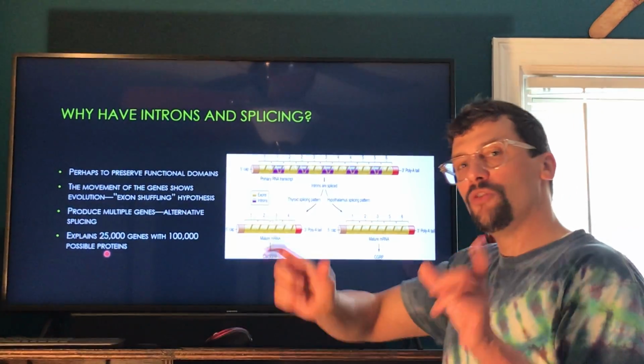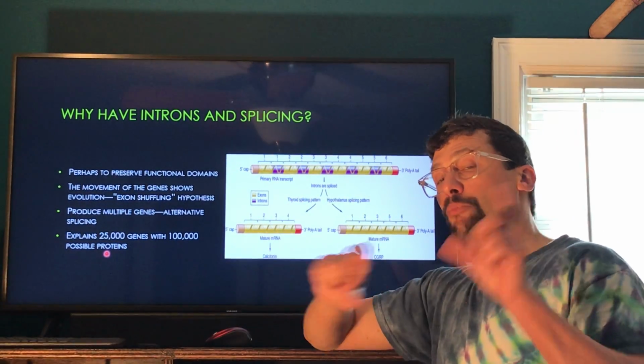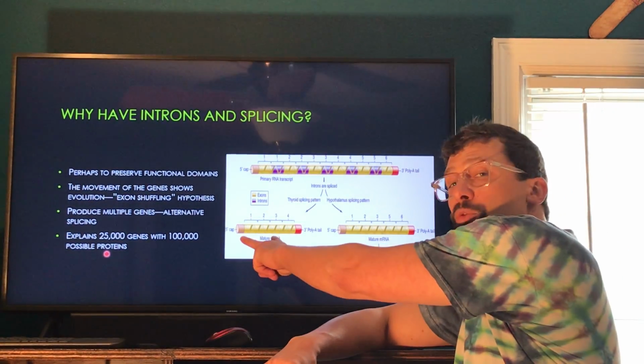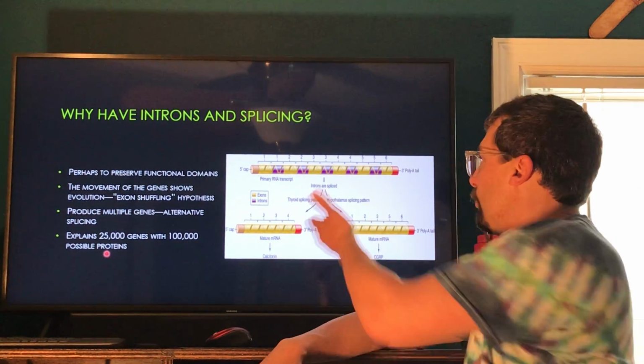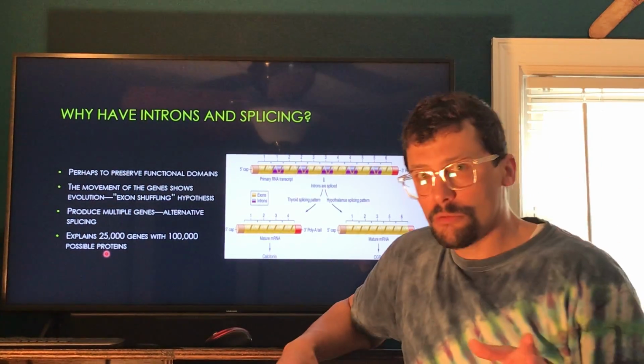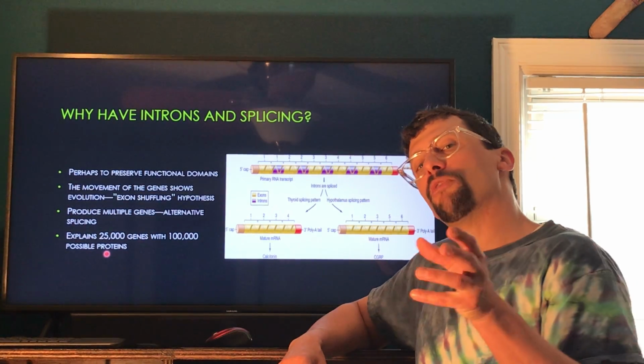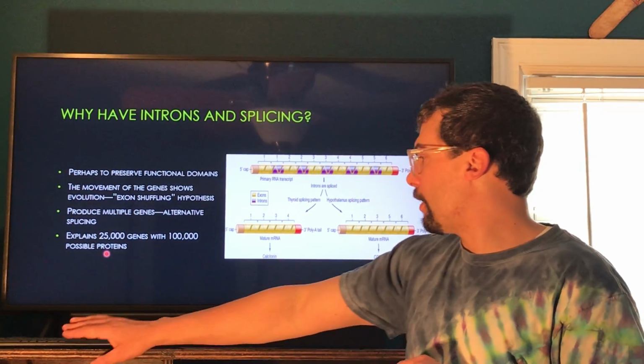So depending on how you take these good pieces of DNA and put them together, this is going to give you a different recipe than this. This recipe is going to build some other type of protein than this. So from the same gene, you can get multiple different finished proteins. Okay?